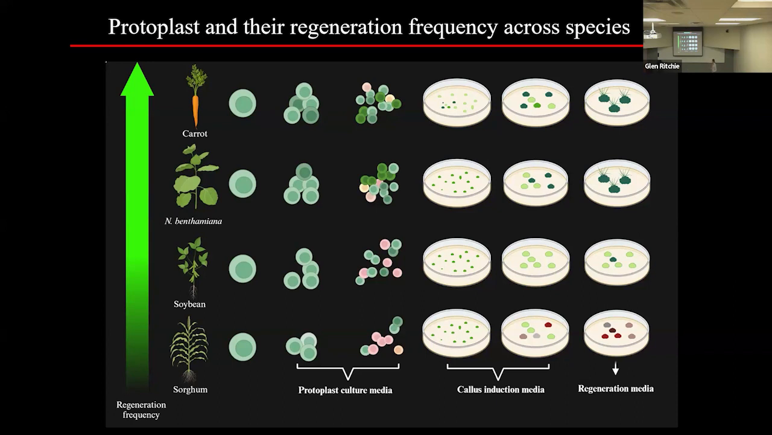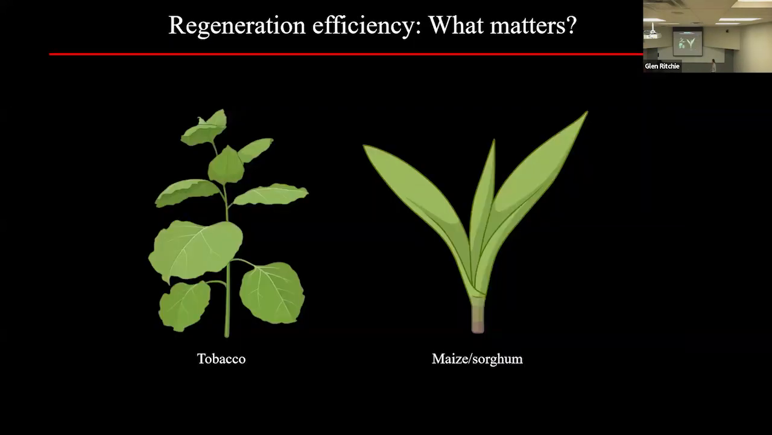So different species regenerate differently. Regeneration matters, like I said before: the type of organ you want to consider is very important for a single cell or a plant to regenerate. Taking the example of tobacco and sorghum or maize, we usually say that tobacco is very easy to regenerate. It's a model organism; it regenerates fairly well. But when it comes to maize or sorghum, we say that it doesn't regenerate. It's hard to transform. It takes several months to regenerate, and so on.